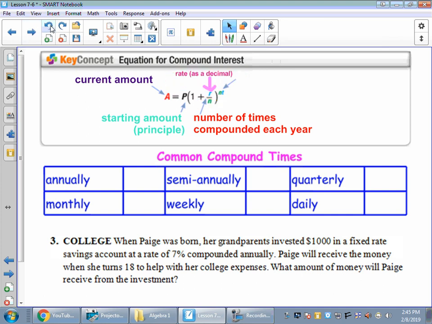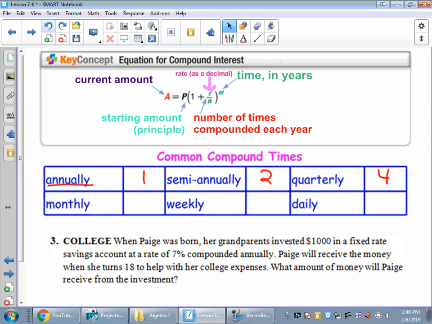All right? So down here I have annually is once a year. Okay? So that would be our n value if it says annually. What would semi-annually be? Well, it would be twice a year. Quarterly, 4 quarters. Okay, right? And then you guys can kind of fill in the rest of these if you compounded it monthly, weekly, or daily. Finally, up top, we have an n times t.